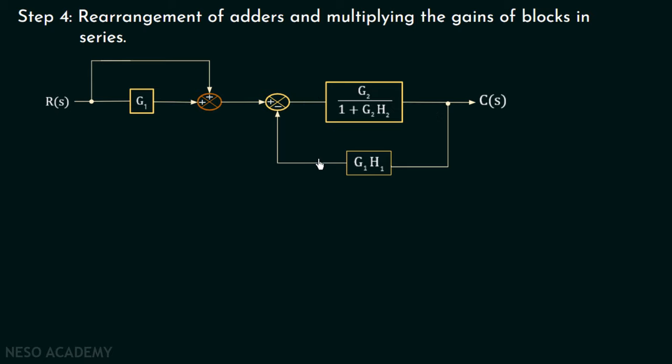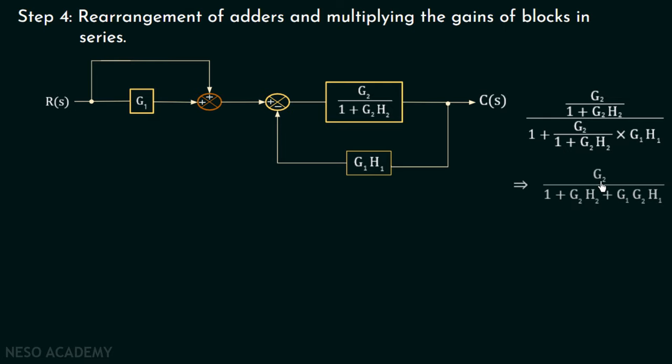If we calculate the overall transfer function of this closed loop system, we will have G2 over 1 plus G2 H2 over 1 plus G2 over 1 plus G2 H2 multiplied with G1 H1. We know that the formula to calculate the overall transfer function of a negative feedback system is G(s) over 1 plus G(s) H(s), where G(s) is the forward path gain and H(s) is the feedback path gain. Now if we take the LCM and solve this, we will have G2 over 1 plus G2 H2 plus G1 G2 H1. This is the overall transfer function of this closed loop system.